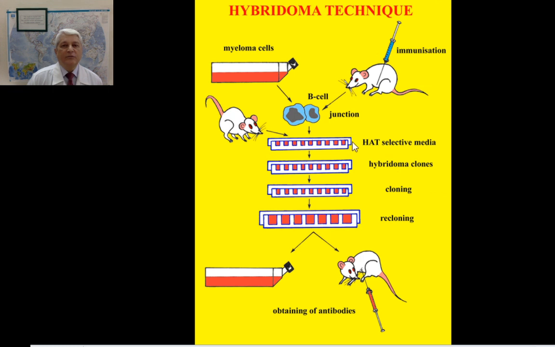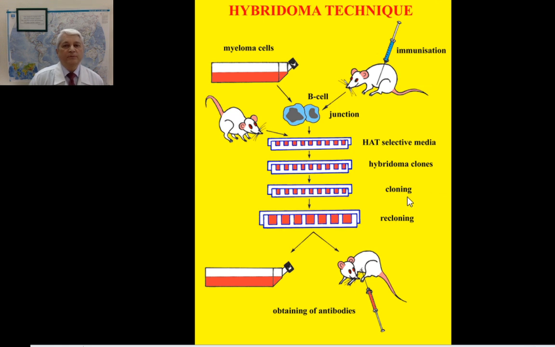But among these hybrids, which we now have in many test tubes, there are hybrids that produce antibodies and hybrids that do not produce antibodies. Now we must find test tubes with cells which are producing antibodies. How to do this? Here you see on the next figure, you have new test tubes in which we have only hybridoma clones. Then we do a procedure which we call cloning.